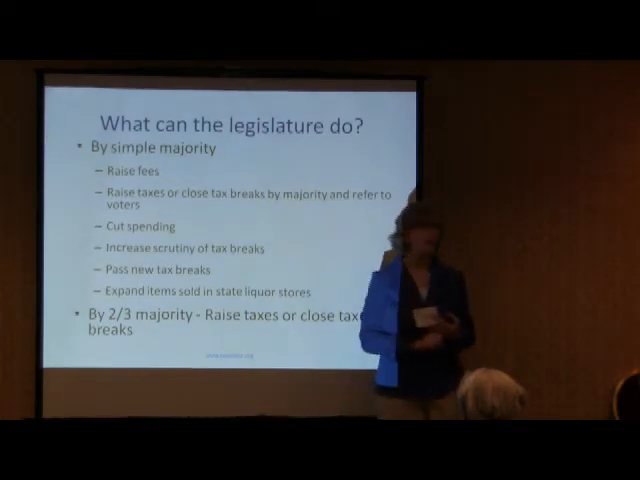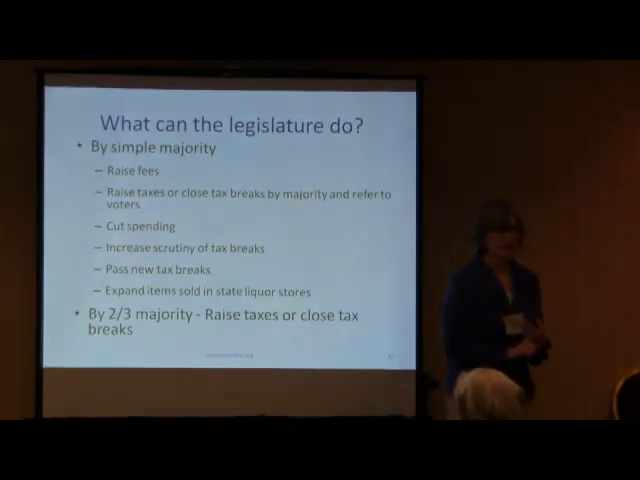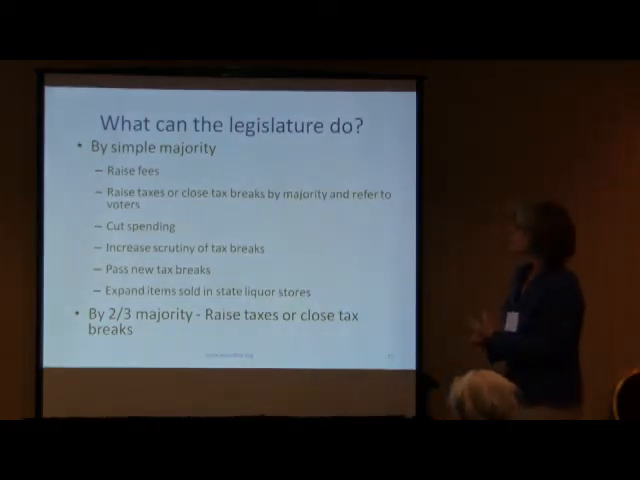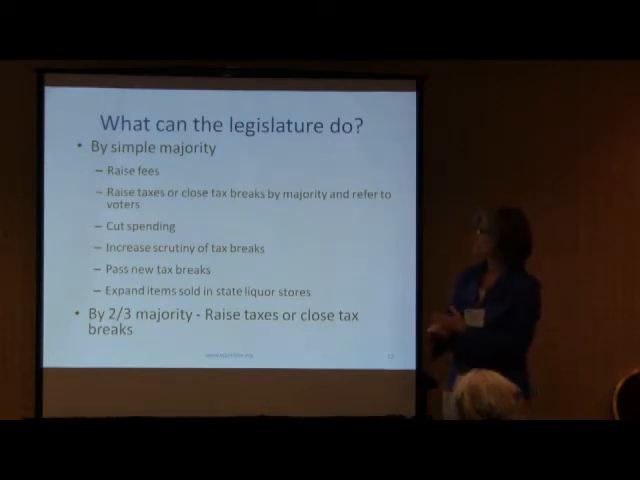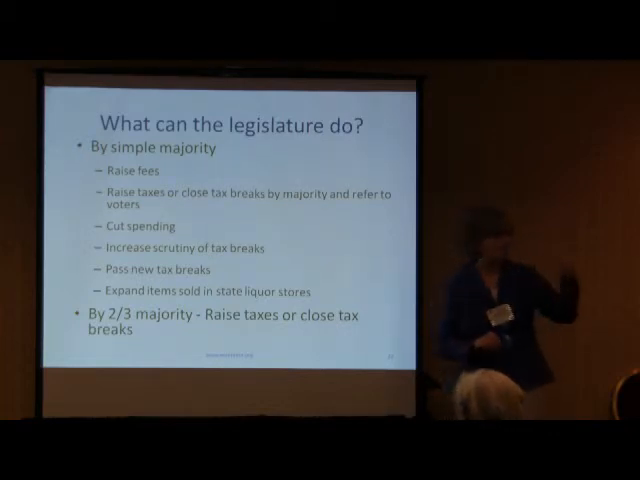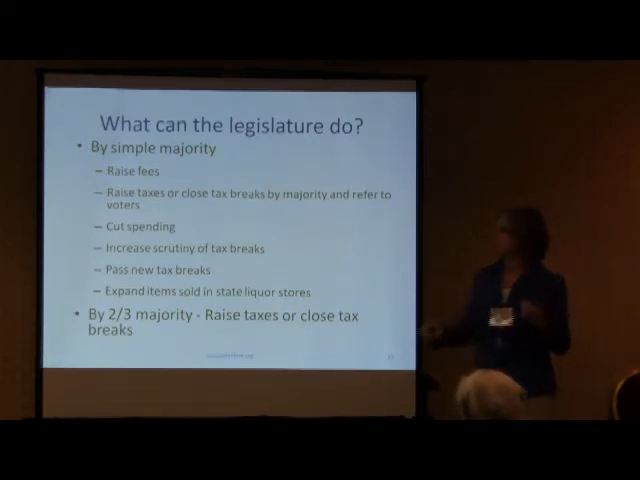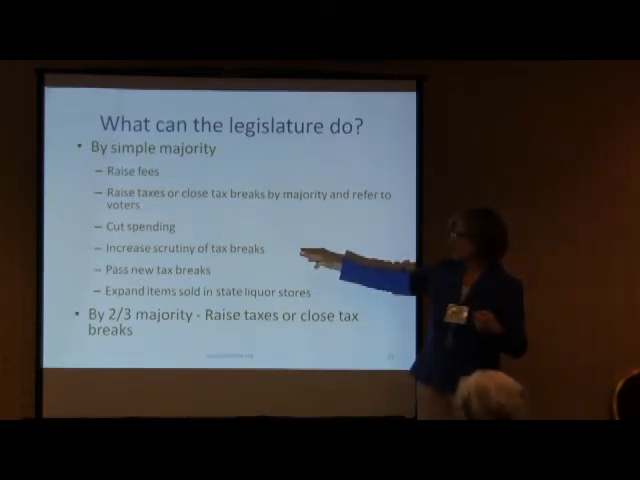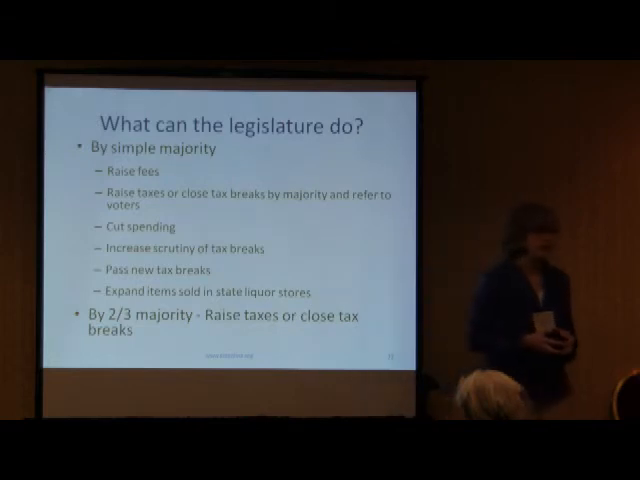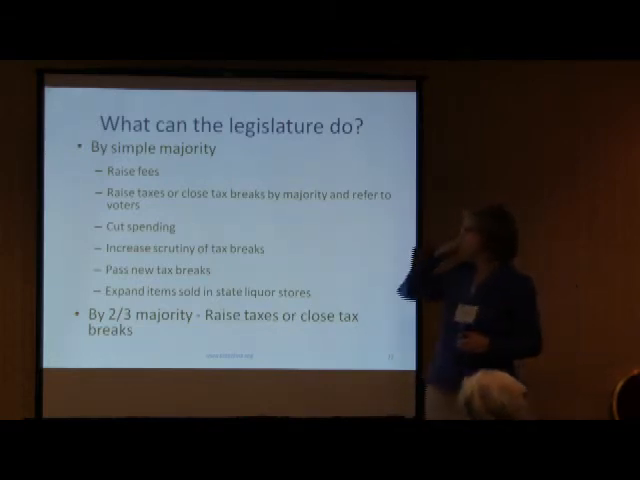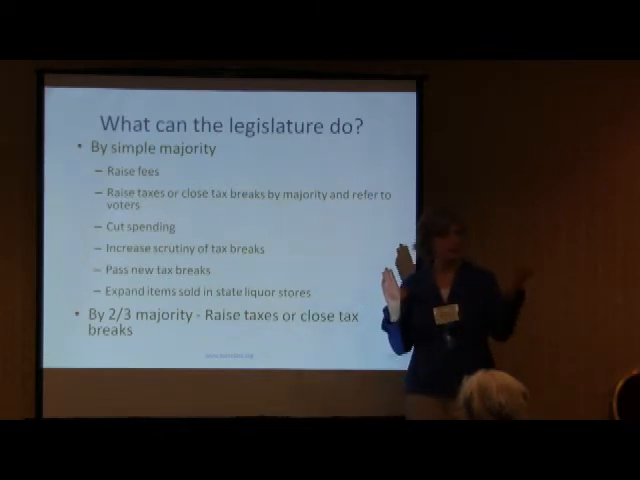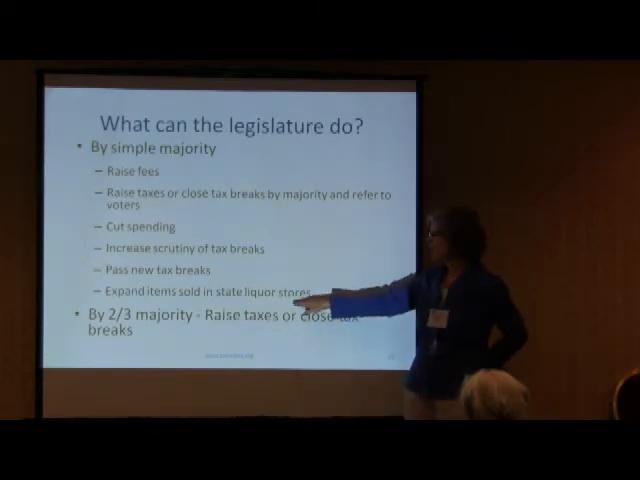By a simple majority, they can raise fees, and there is some fee raising going on. They can raise taxes or close tax breaks with a simple majority if they then send that to the voters for a referendum. They can cut spending, of course. They can increase scrutiny of tax breaks, even though they can't end tax breaks. They can pass new tax breaks, and there have been quite a few proposed.